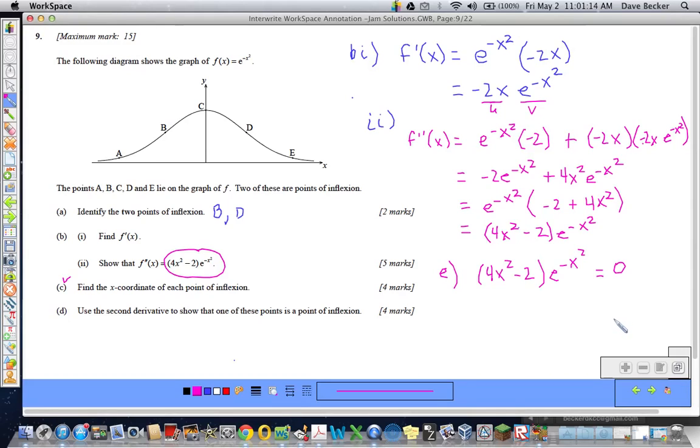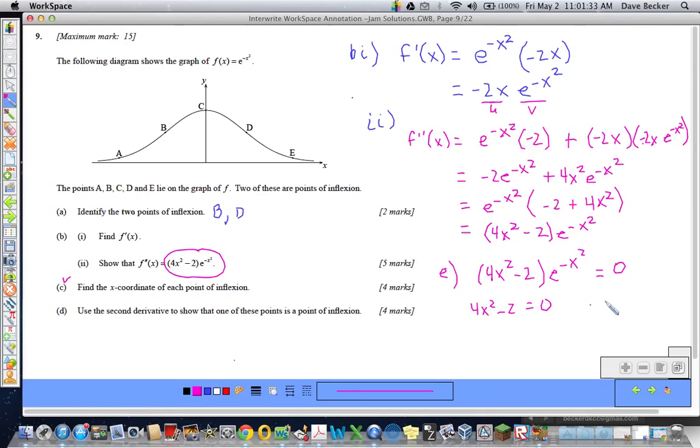So I'm going to set this expression equal to 0. By the zero product property, I set each of these factors equal to 0. 4x squared minus 2 equals 0, or e to the negative x squared equals 0. Now I don't even have to do this because there's no way that e to the negative x squared can be 0. So this is my only possibility.